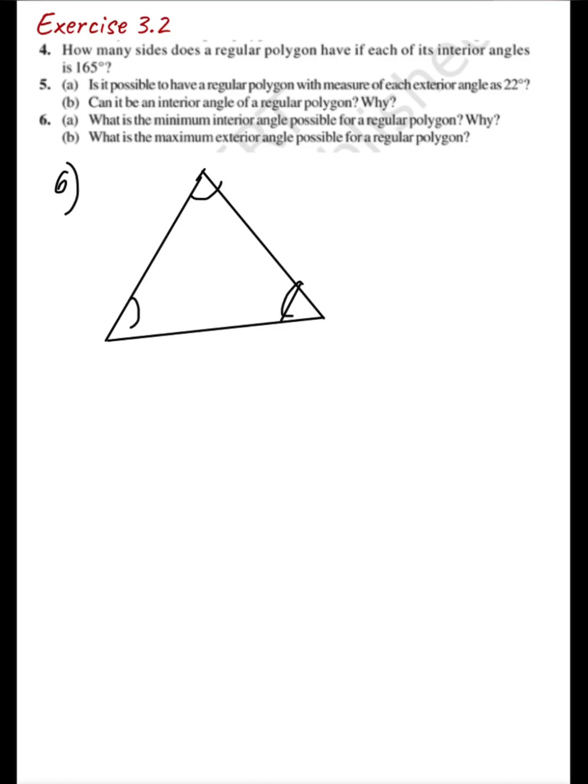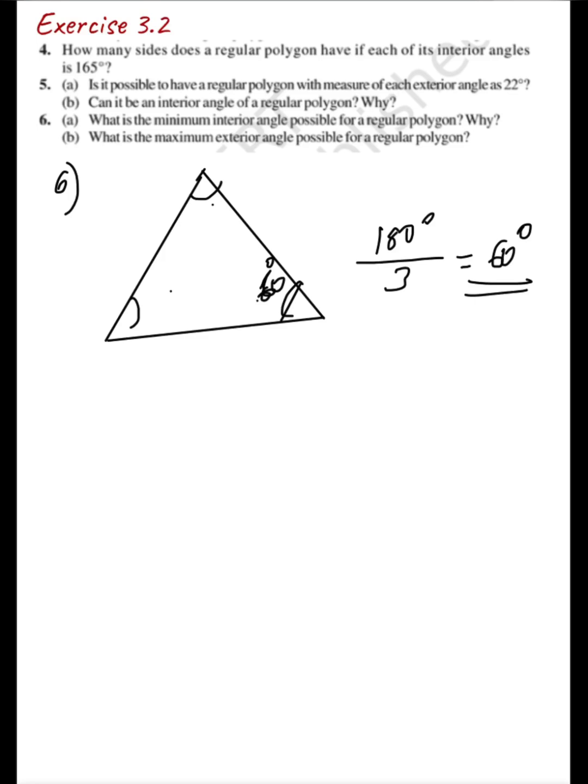So what is the sum of the angles of a triangle? Sum of the angles of a triangle is 180 degrees, and if all angles are equal, how many angles are there? 3 angles. So 180 degrees divided by 3 will give what? 60 degrees will be the measure of each interior angle.